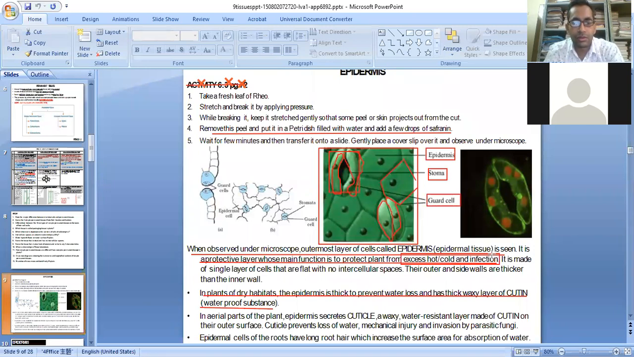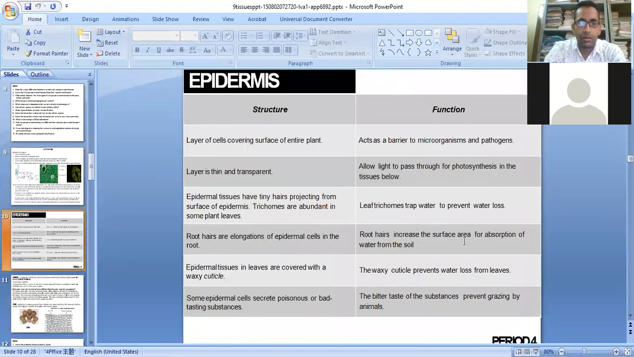And the epidermal cells of the roots have long root hairs, which increase the surface area for the absorption of water. So these points you have to remember. Point number one, they form a protective layer. Point number two, they prevent water loss. And point number three, they are also responsible for the absorption of water. So these are the 3 points: protective layer, waterproof, and absorption of water in the roots. Moving next, let us see this.